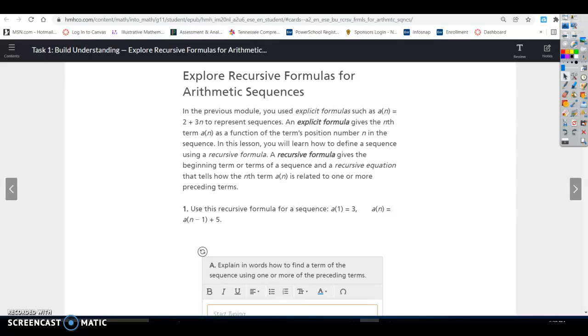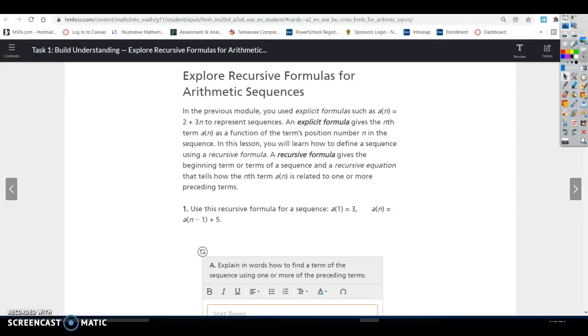Lesson 14.1, Task 1. Explore recursive formulas for an arithmetic sequence. In the previous module, you used explicit formulas such as a of n equals 2 plus 3 times n to represent sequences. An explicit formula gives the nth term, a of n, as a function of the term's position number n in the sequence. In this lesson, you will learn how to define a sequence using a recursive formula.